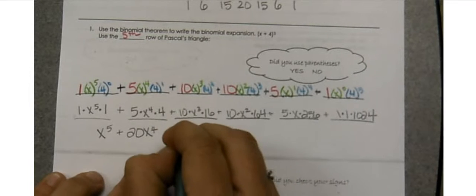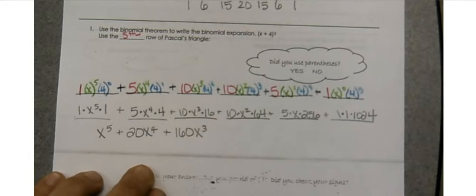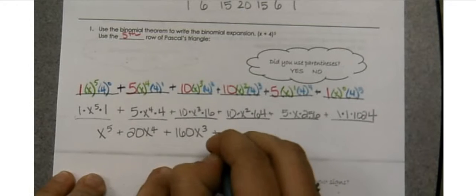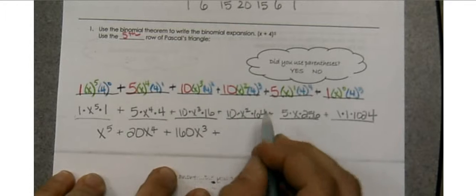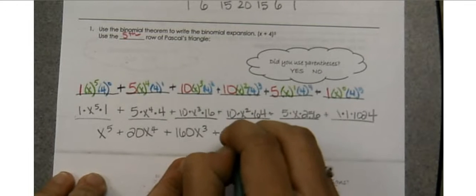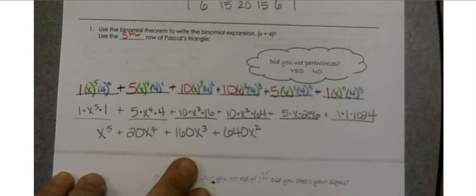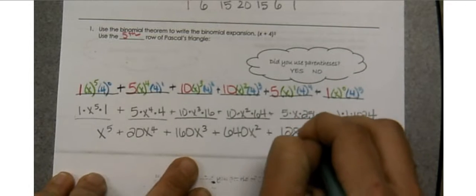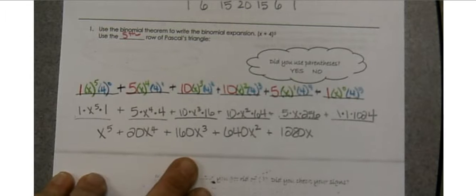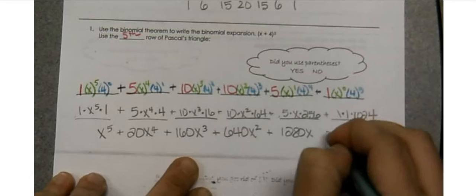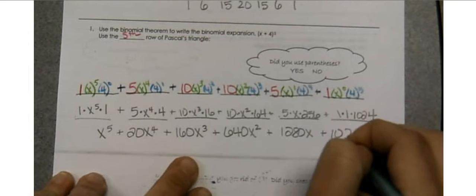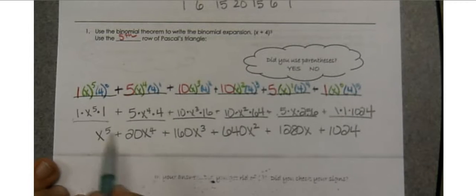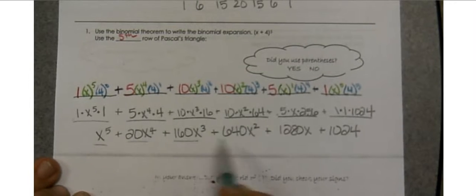This can be rewritten as 160x cubed if we multiply. The next term, when we multiply these factors together, is 640x squared. The next term, obviously you can use your calculator, 5 times 256 is 1,280. And then our last term. And notice we have 1, 2, 3, 4, 5, 6 terms.